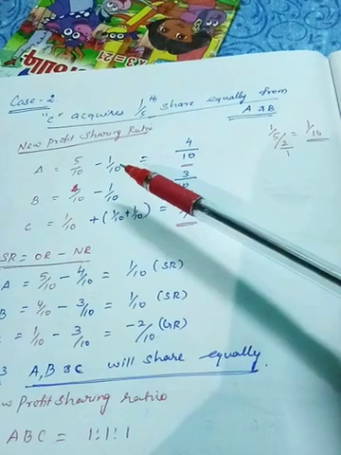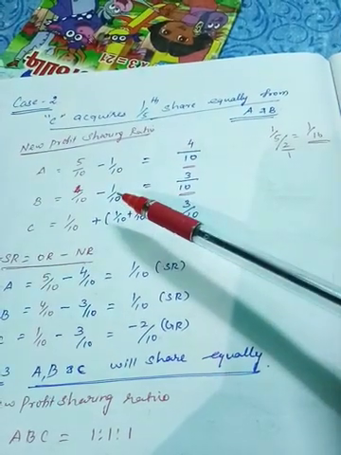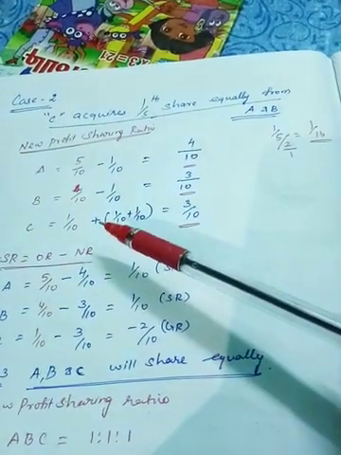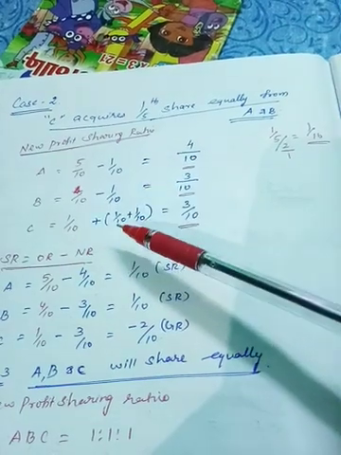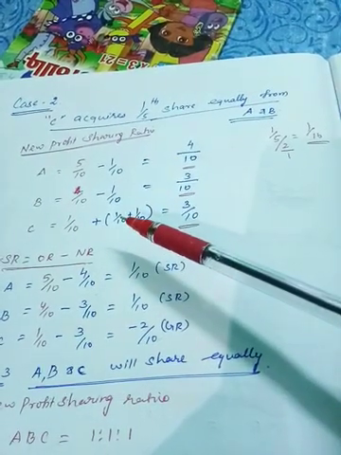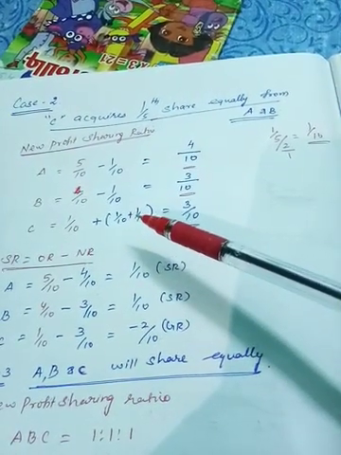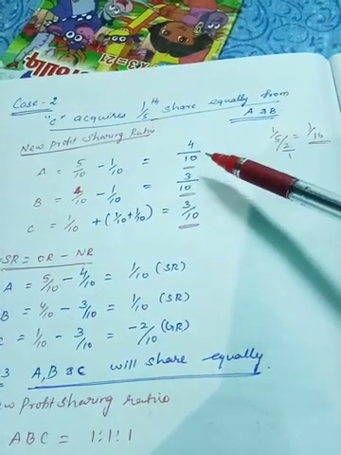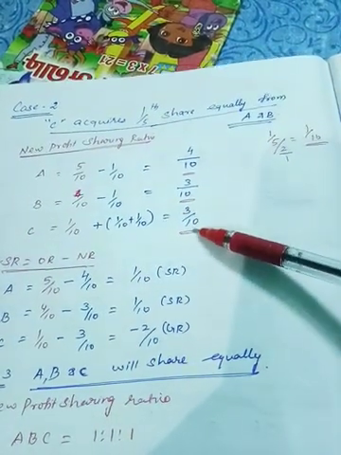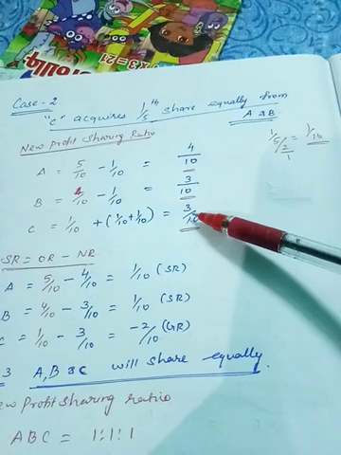So when equally acquired, A and B equally sacrifice. How much? 1/10, 1/10, subtracted from their old ratio. Then C acquires, that time you add back to C's profit sharing ratio 1/10 and 1/10. Then the final answer is 4/10, 3/10, then 3/10. This is the new profit sharing ratio.